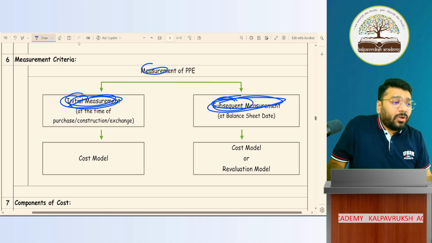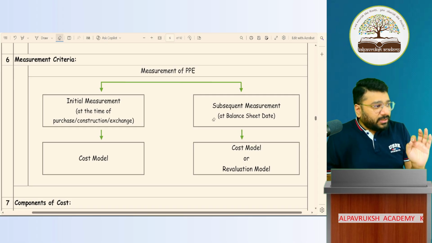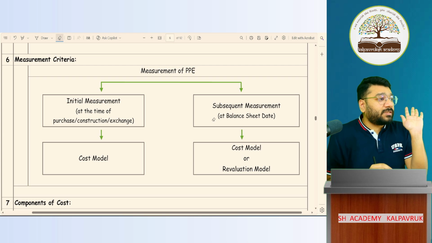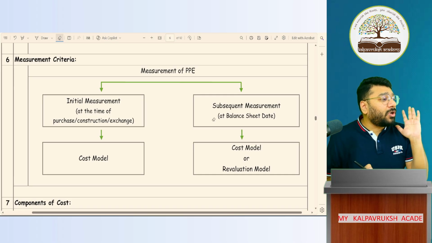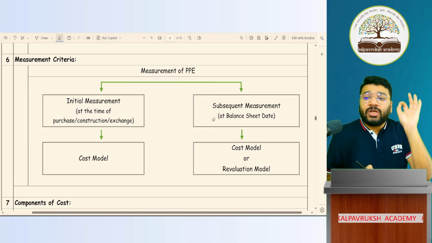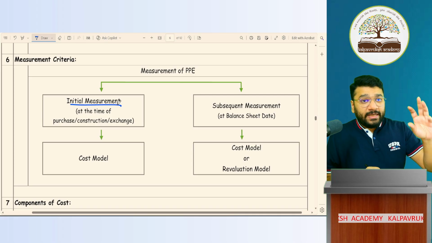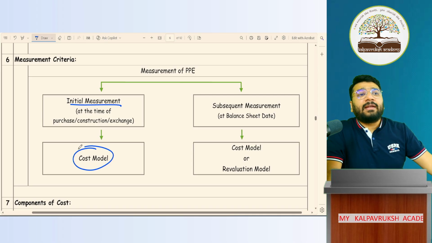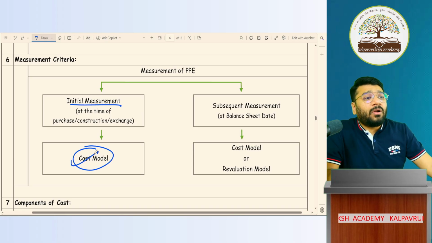So today we're going to talk about only initial. Initial means what? When the PPE is acquired for the first time or constructed for the first time. Initially, for the first time, how do you record is the focus. How do you measure is the focus. Got it, not got it? So in today's session, we'll only talk about initial recognition and initial measurement. When you initially record a PPE, when you do initial measurement of that to record the PPE, it should always be done at historical cost. So what model are we following? We are following the cost model. Got it, not got it?